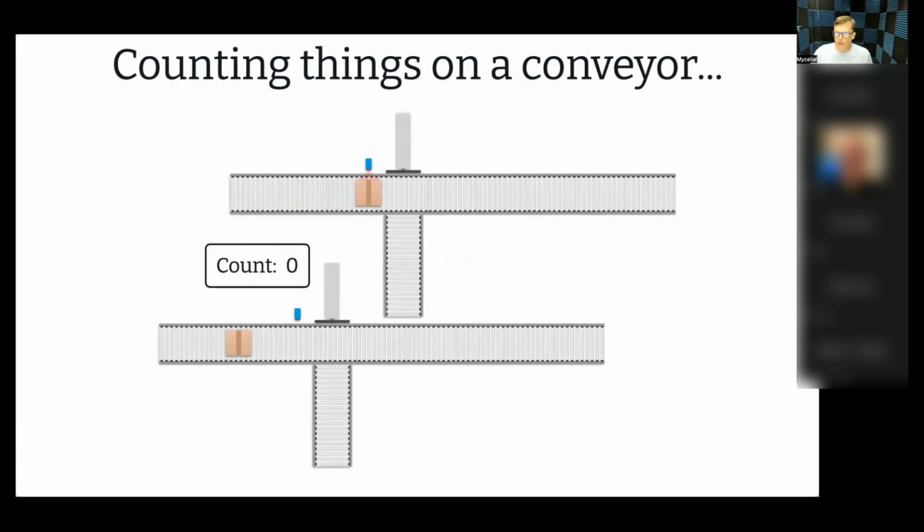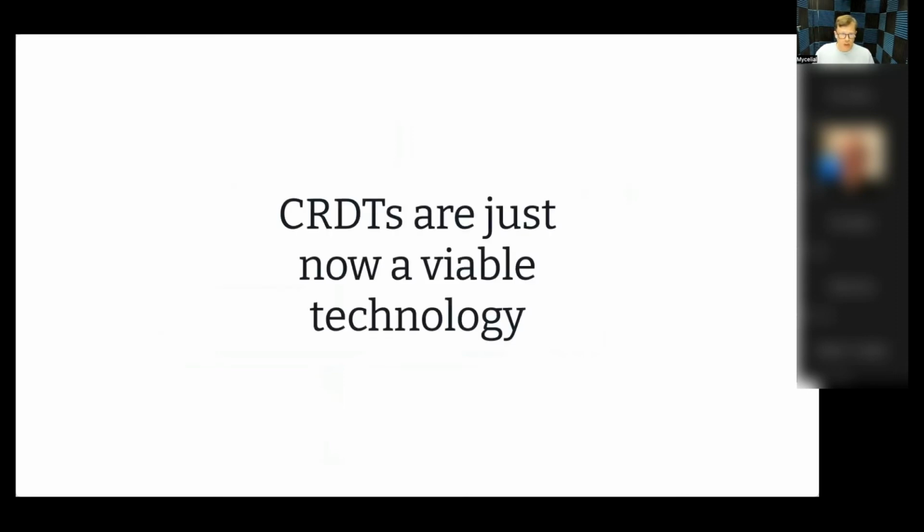For example, maybe our application is running on some sort of scanners that collaboratively count things that pass by them on a conveyor belt. This is a simple example of machines collaborating using local-first technologies. I want to reemphasize something I said earlier, which is the fact that CRDTs are a relatively new technology. I mean, they really haven't been a viable option until recently.